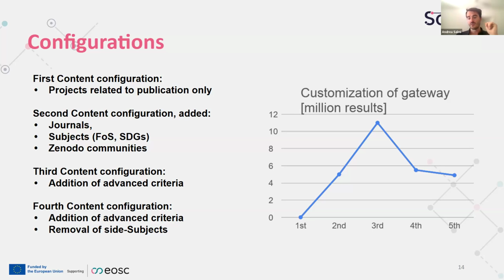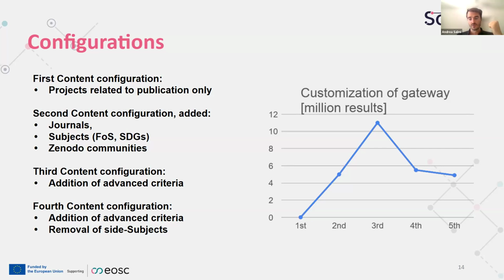The projects were NR maps and auth maps, just for citation. And then in the second configuration, we added journals. We selected journals, subjects, and Zenodo communities, reaching a few million results. We tried to shape this result, and we added advanced criteria.